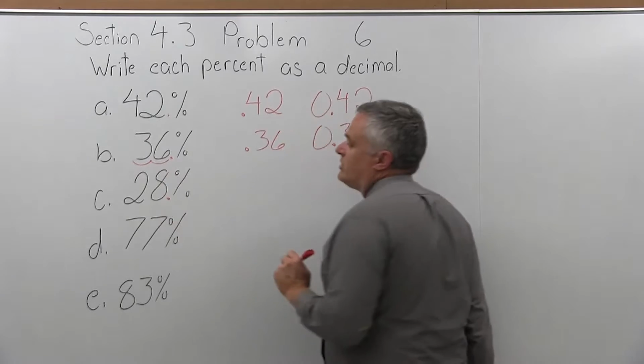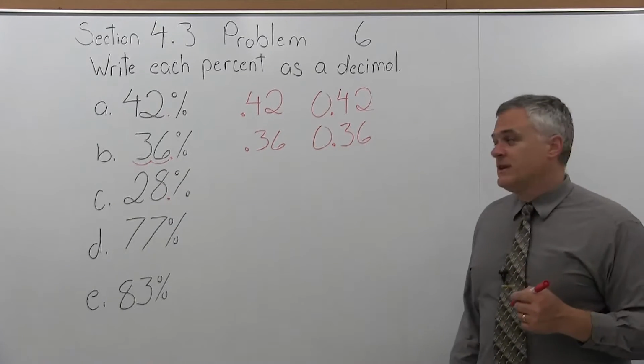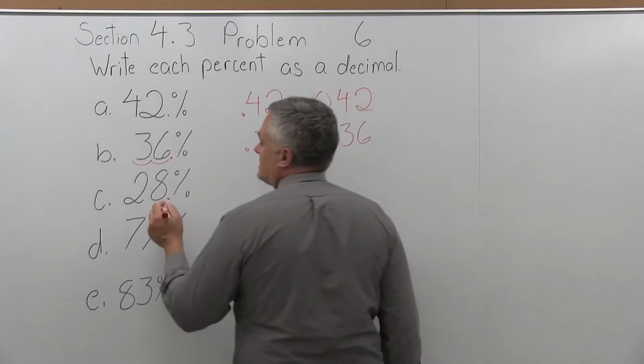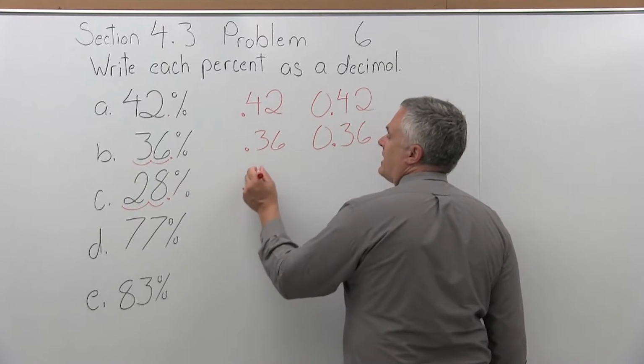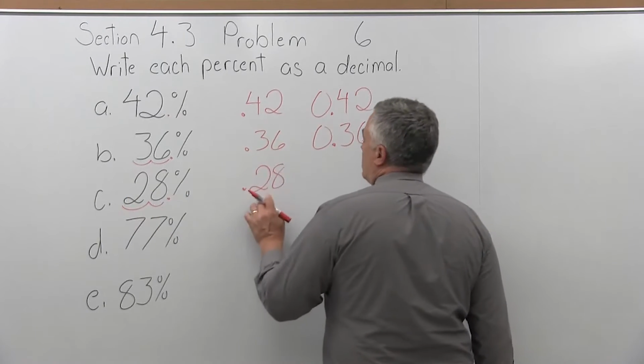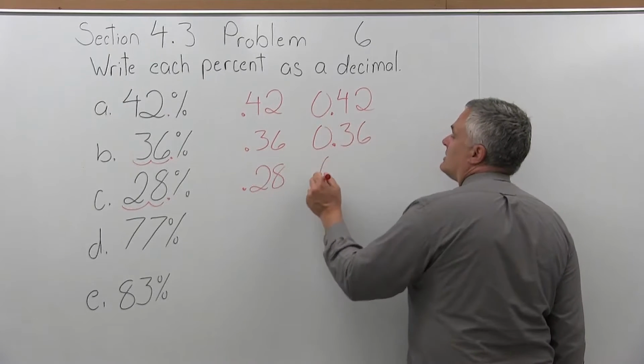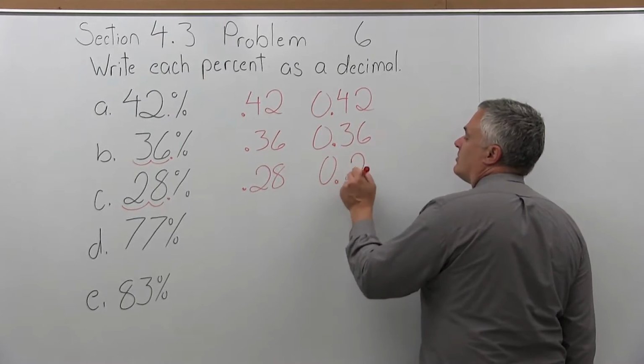Part C, 28%, same process. Put in a decimal point. You can assume it's at the far right, to the right of the 8. If you move it 2 positions to the left, it'll go in front of the 2, or to the left of the 2, making it 0.28. And if you like, you can leave it as .28. That's okay. Or some people like to put a 0 in front, 0.28.